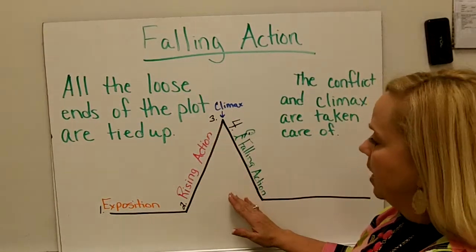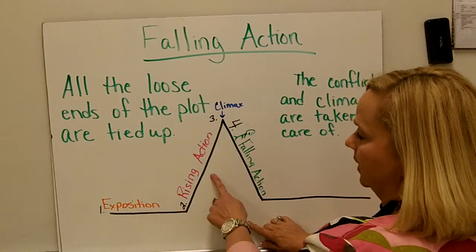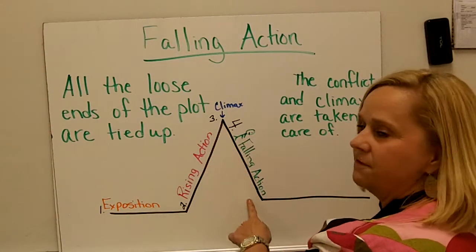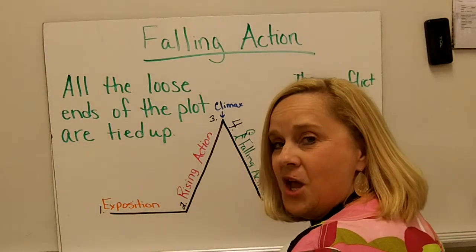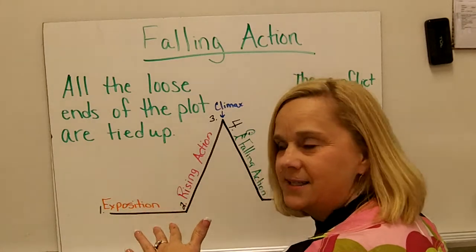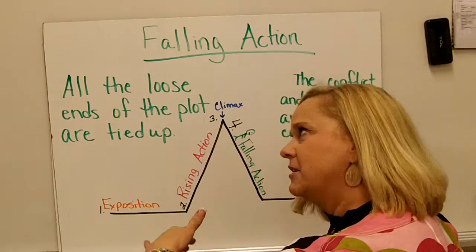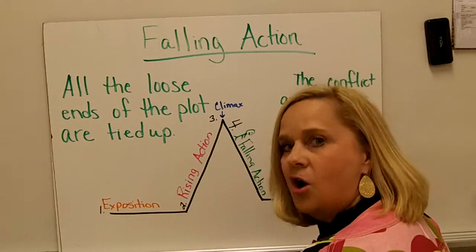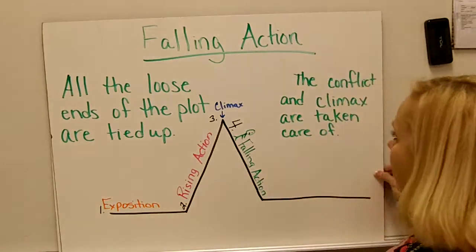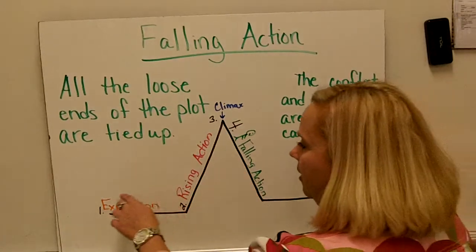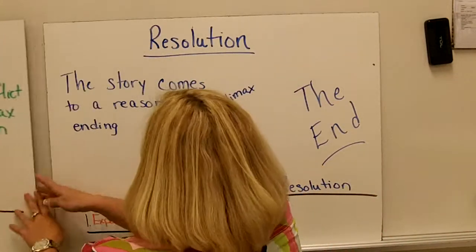The next part in a plot diagram, we have exposition, we have the rising action, we have the climax, and then we have the falling action. When you're at the climax, you're at just the peak of the story, and then it settles down just a little bit. You start going downhill just a little bit. All of the loose ends in the plot are starting to tie up. The conflict and the climax are finally taken care of.